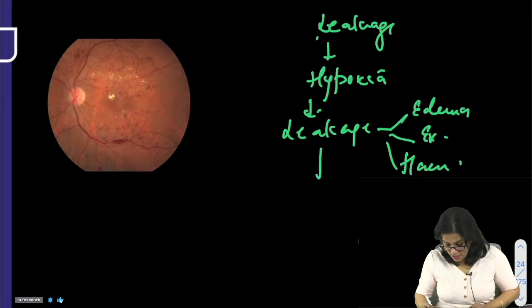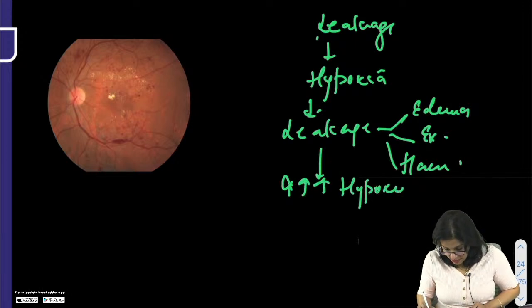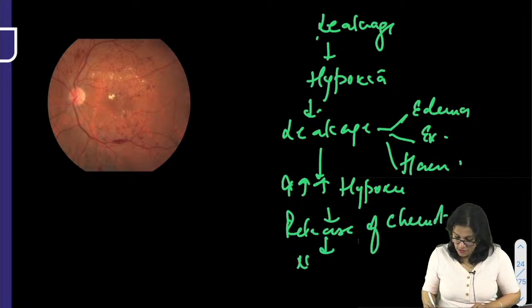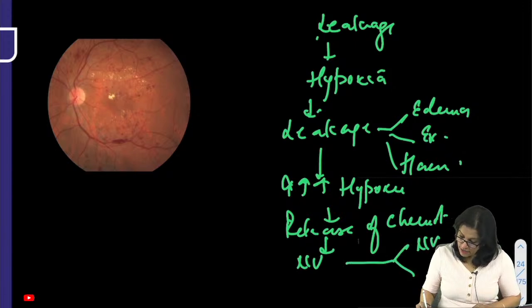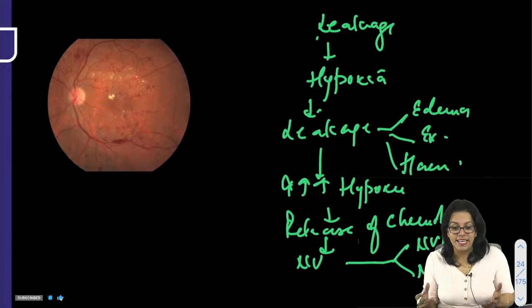Now what happens? When this hypoxia keeps increasing, I want you all to note down this pathogenesis please. There is release of chemotactic factors, and this will lead to neovascularization. Now neovascularization in the retina can be NVD or NVE. D means at the disc, E means anywhere apart from the disc, elsewhere.